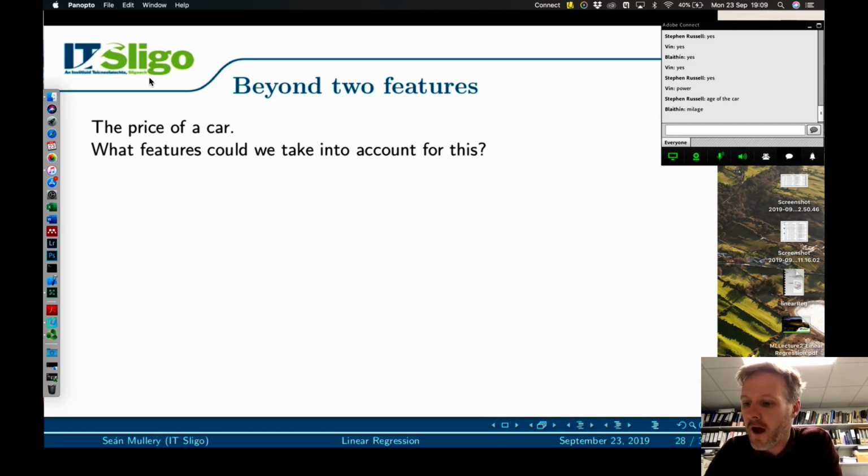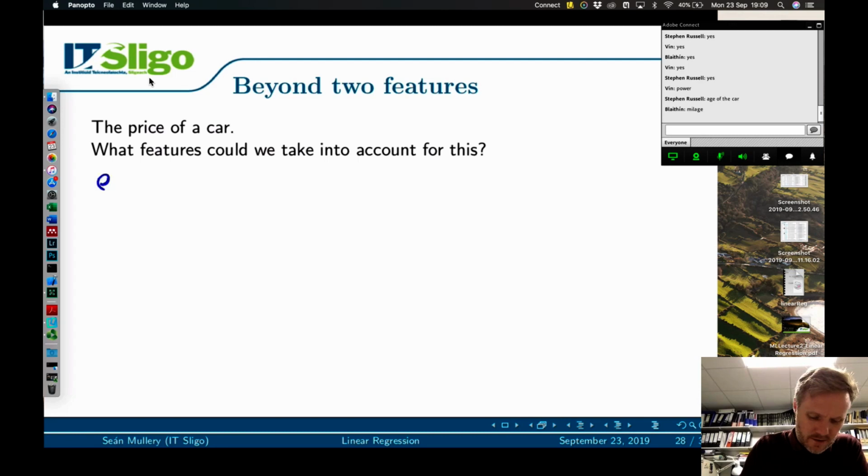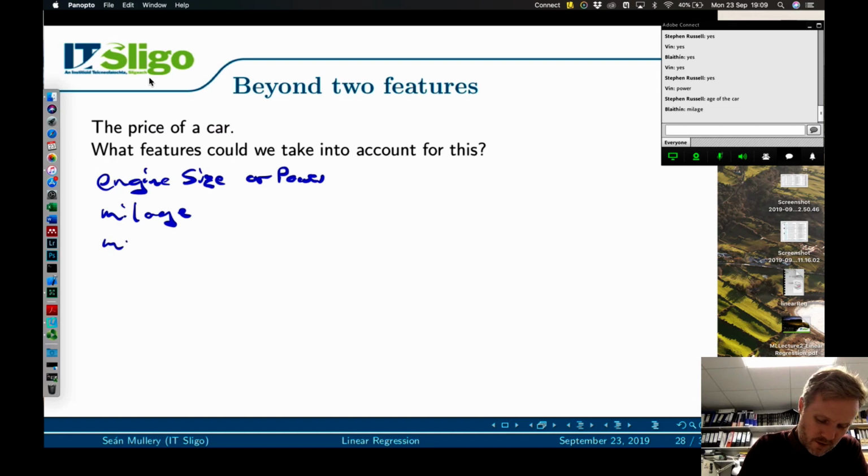Okay, so I'll just actually quickly sketch those down. So engine size, or power. The reason is we're going to want to come back to these. Mileage. I don't know if that's spelled right, but I hope it is. I'm never sure whether to put in the E or not. MPG, so miles per gallon. Desirability.